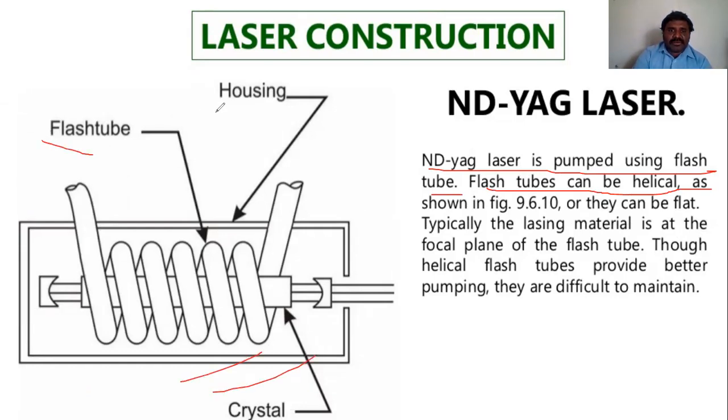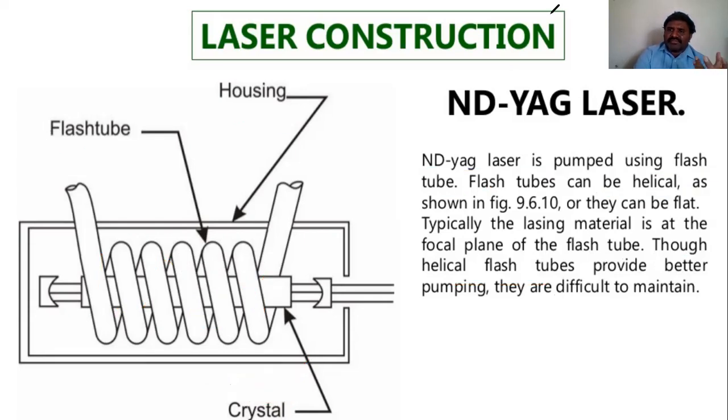From this, the flash tube and housing with the crystal can be carried out here, and from the figure we can say this is a helical flash tube. They are difficult to maintain, very difficult by using this type of laser.